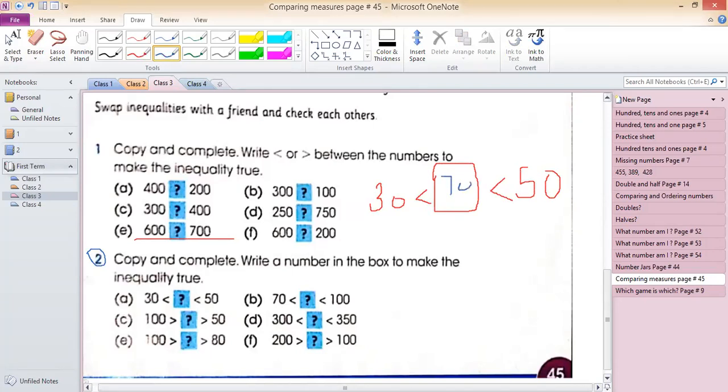70 is also greater than 30. Or 100 is also greater than 30. So there are too many numbers which are greater than 30. In fact, after 30, every number is greater than 30: 31, 32, 33, 34, 35, 36, 37, 100, 1000. So all numbers after 30 are greater than 30. Am I right, guys?